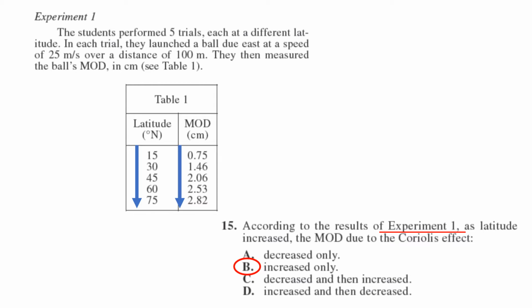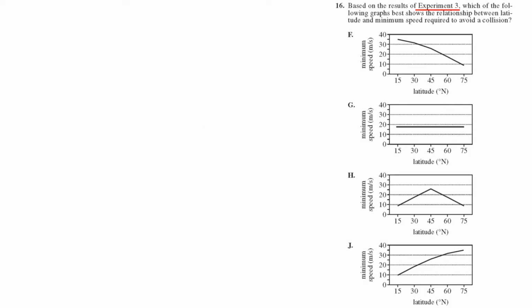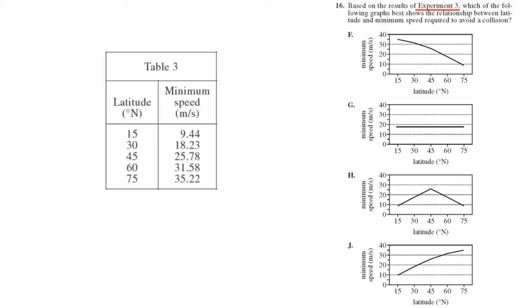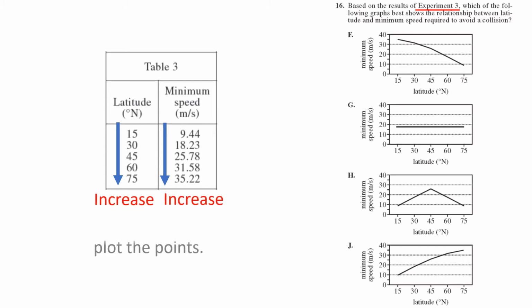Again, pretty easy question. Based on the results of experiment 3, so finger on experiment 3, which of the following graphs shows the relationship between latitude and speeds. This is similar to the last question. As latitude goes up, minimum speed goes up. So as one increases, the other increases. Only one chart shows that, which is J. You could also plot each data point if you needed. So at 15 latitude, the minimum speed should be about 9. So 15, 9, 75 at about 35. So you could plot the points if you needed to, but your answer is J.